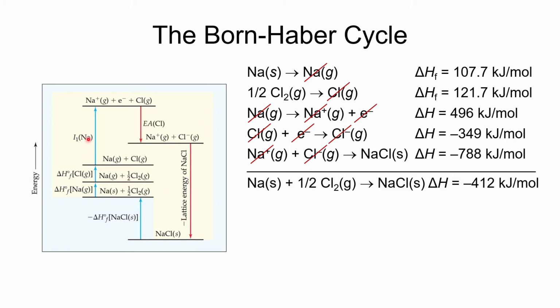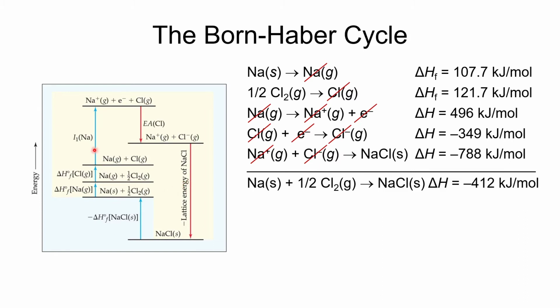They will not be labeled as ionization energy, electron affinity, and lattice energy. They'll be labeled as some, delta H1, delta H2, delta H3, delta H4, delta H5. You have to be able to identify which one's ionization energy, which one's electron affinity, and which one is lattice energy. What this does, it explains the octet rule.